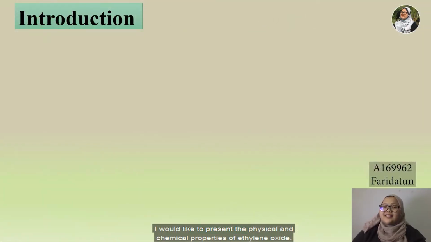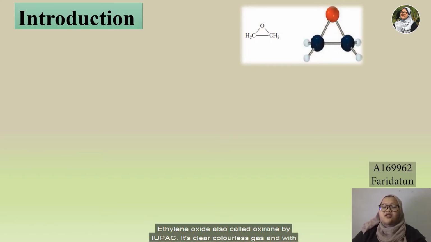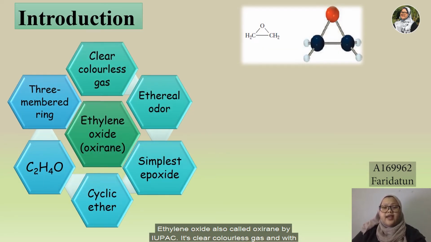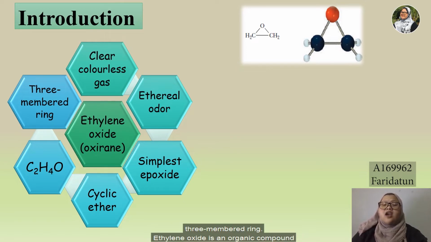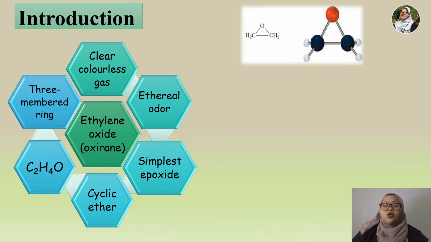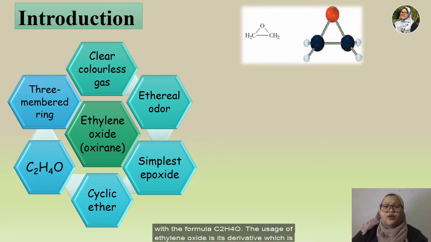I would like to present the physical and chemical properties of ethylene oxide. Ethylene oxide, also called oxirane by IUPAC, is a clear, colorless gas with an ethereal odor. It is a cyclic ether and the simplest epoxide, which contains a three-membered ring. Ethylene oxide is an organic compound with the formula C2H4O.